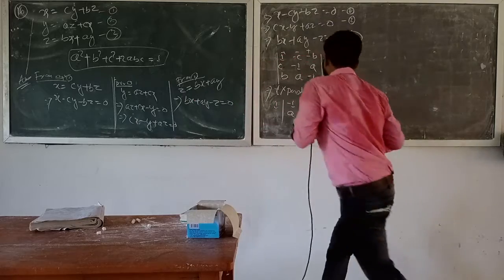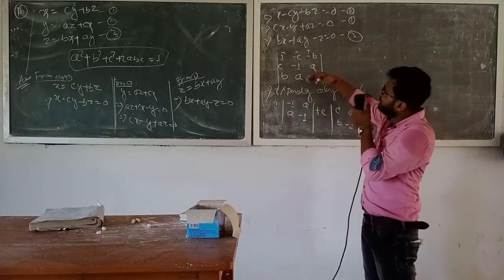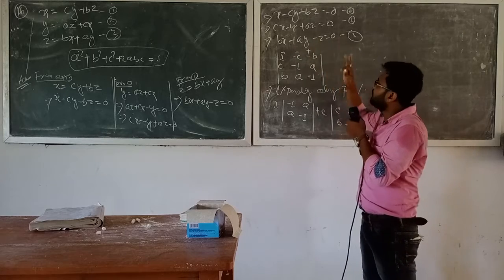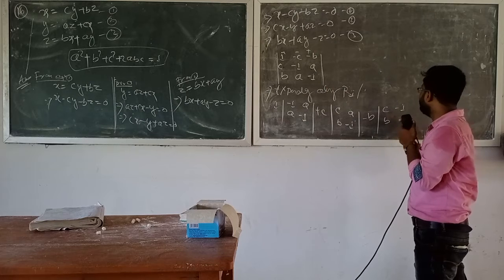Again the third element is minus b. In expanding this, it belongs to first row and third column. Then the remaining element will be written down: c minus 1 b a.